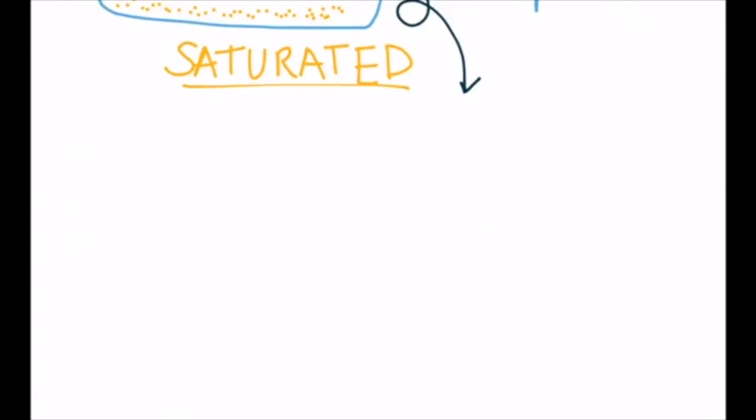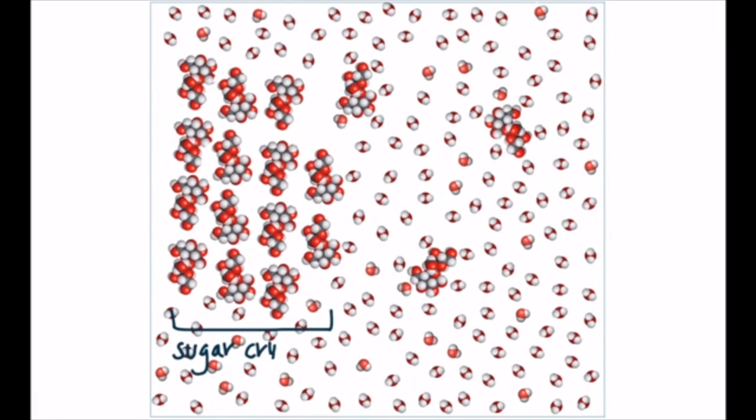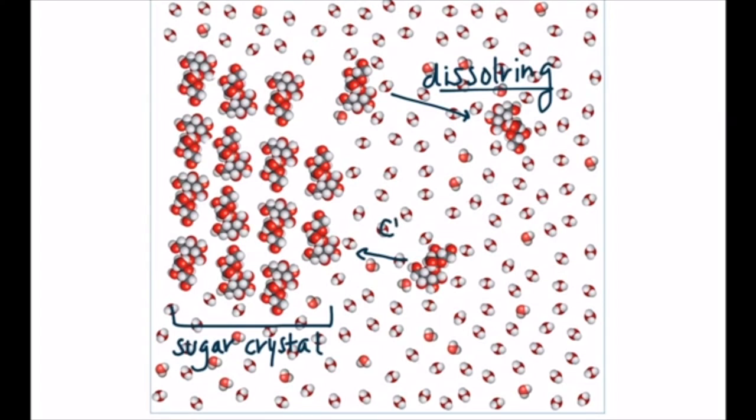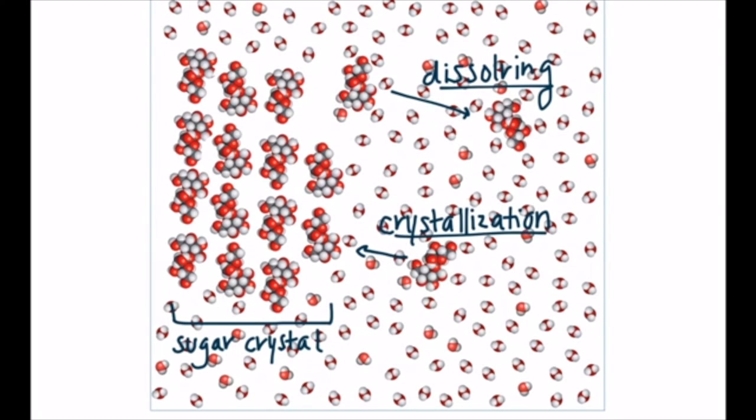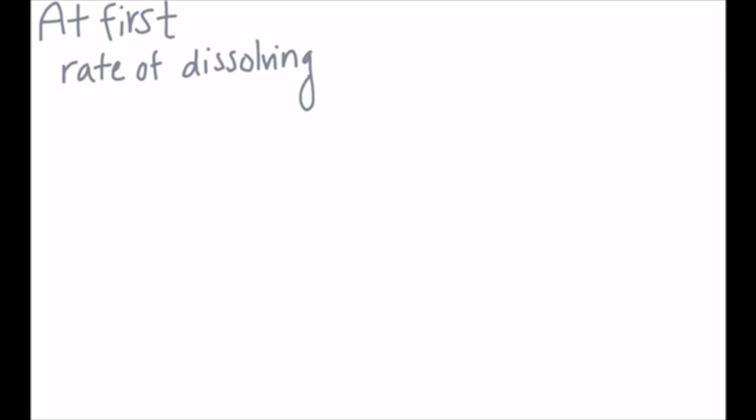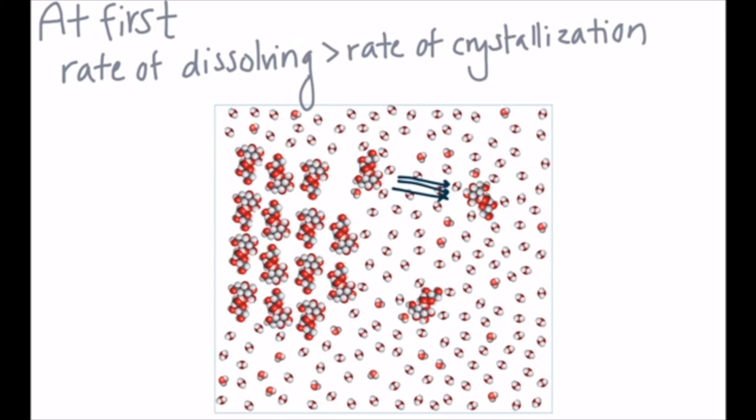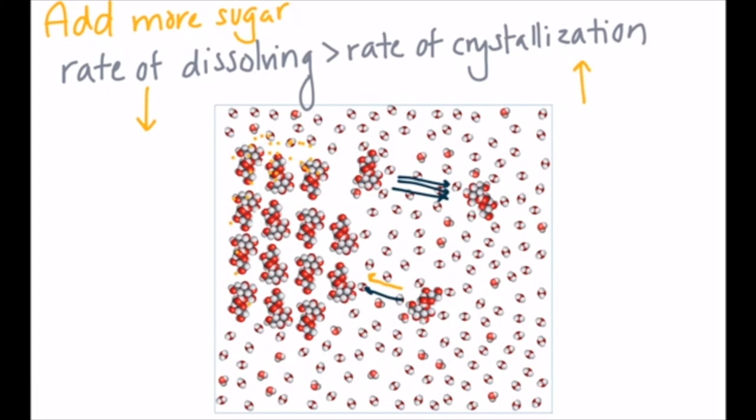Looking at a microscopic level of sugar in water, we see the sugar crystal. In the beginning, when we add a little sugar to the water, most of the sucrose molecules are leaving the sugar crystals with the water molecules pulling them away, essentially dissolving. Some of the dissolved sucrose molecules are also crystallizing and rejoining the sugar crystal. At first, the rate of dissolving is much greater than the rate of crystallization. Once we add more sugar, the rate of dissolving decreases and the rate of crystallization increases.